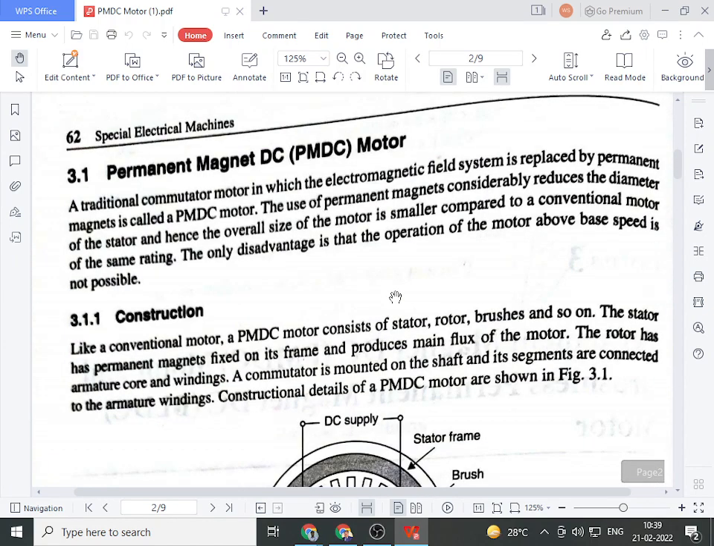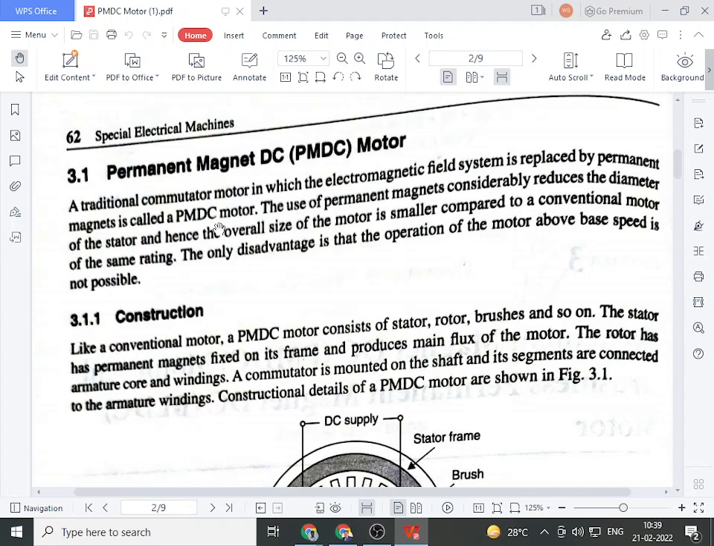So what is a PMDC motor? When we replace the field system of the traditional commutator motor, which is nothing but our conventional DC motor, with permanent magnets, then that machine acts as a permanent magnet DC motor, or PMDC motor. So whenever the electromagnetic field system is replaced by permanent magnets, the motor is called a PMDC motor.